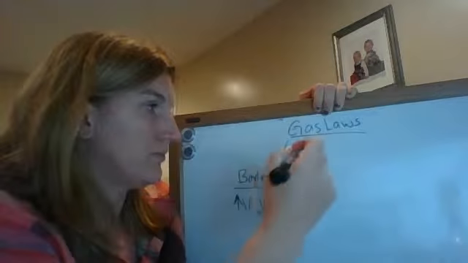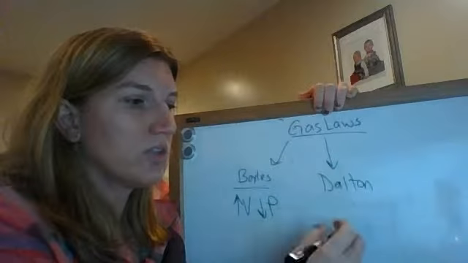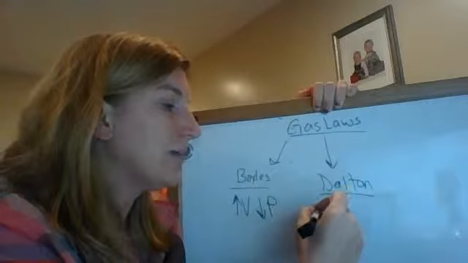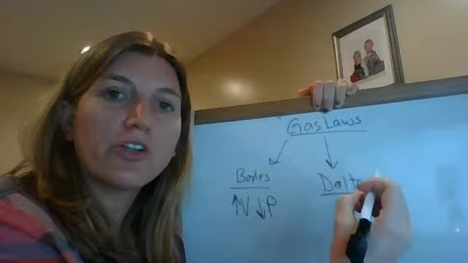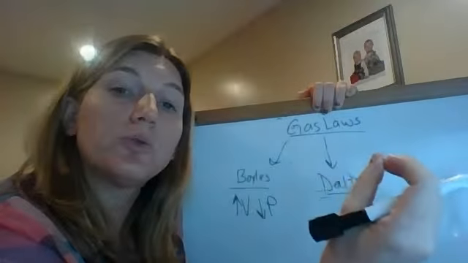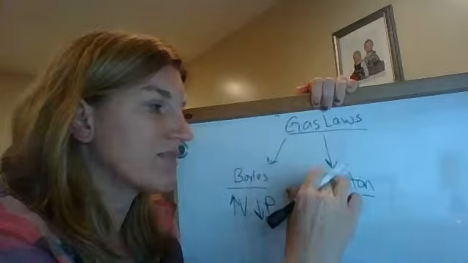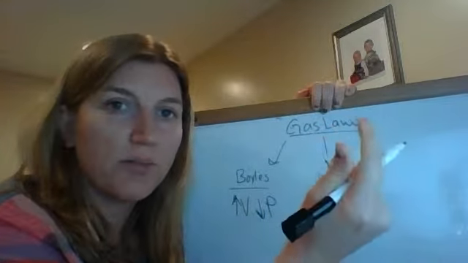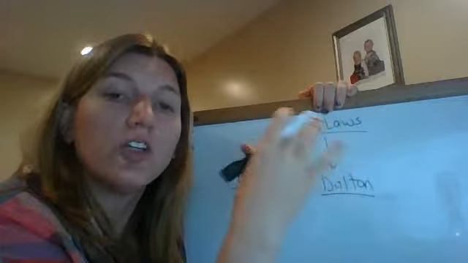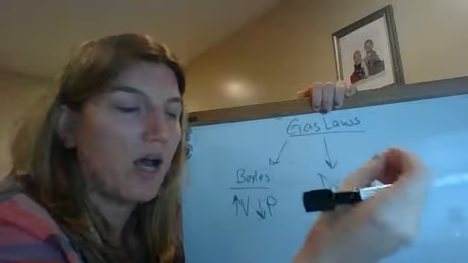So that's Boyle. Then you have this other guy, Dalton. Dalton basically said, and this is a totally new concept that we haven't talked about yet, that the partial pressures of all of the gases in the air are equal to atmospheric pressure. The major gases of the air are oxygen, carbon dioxide, nitrogen, water, right? You can take all of the partial pressures of those gases, and that's going to equal atmospheric pressure.